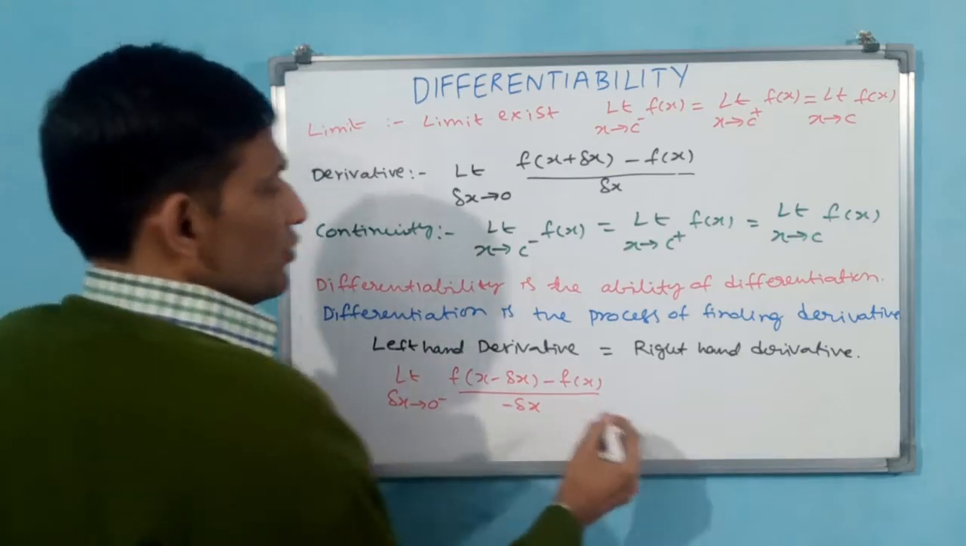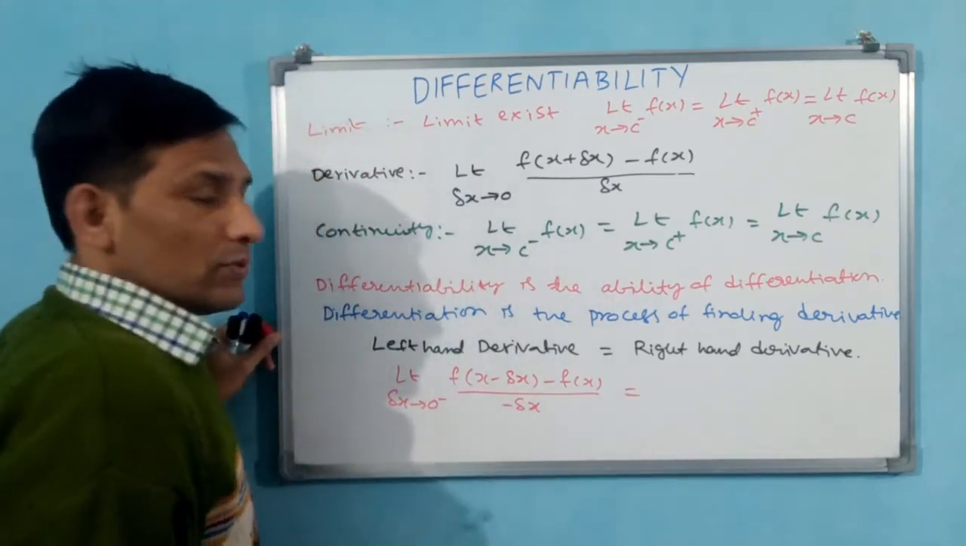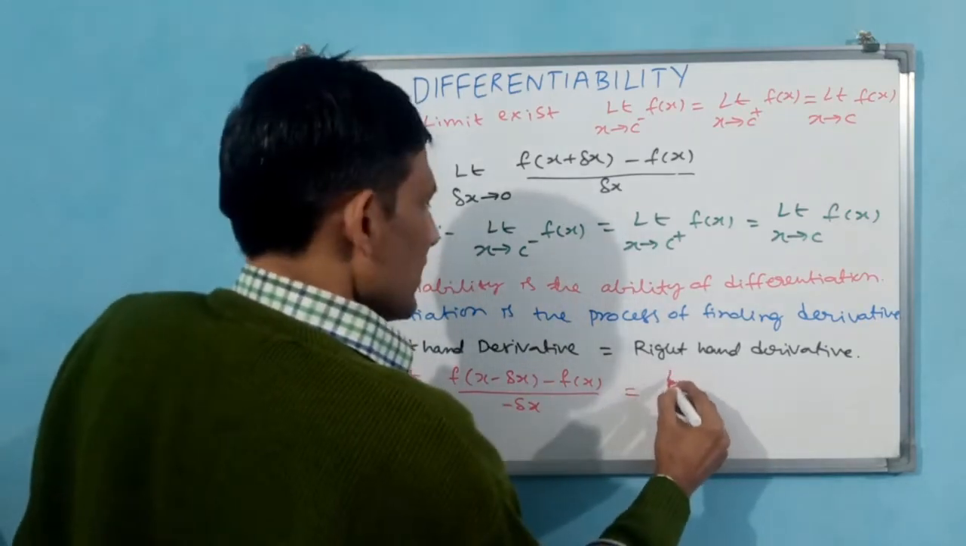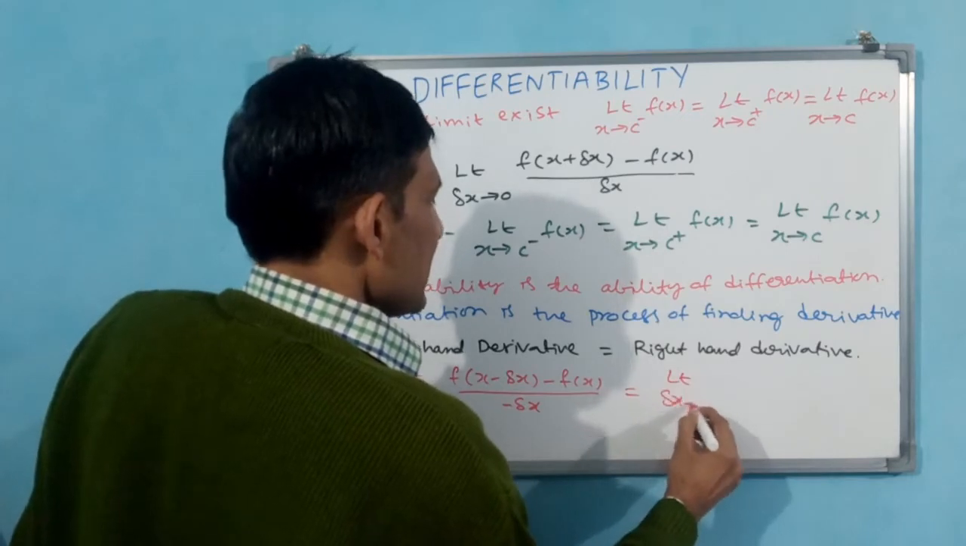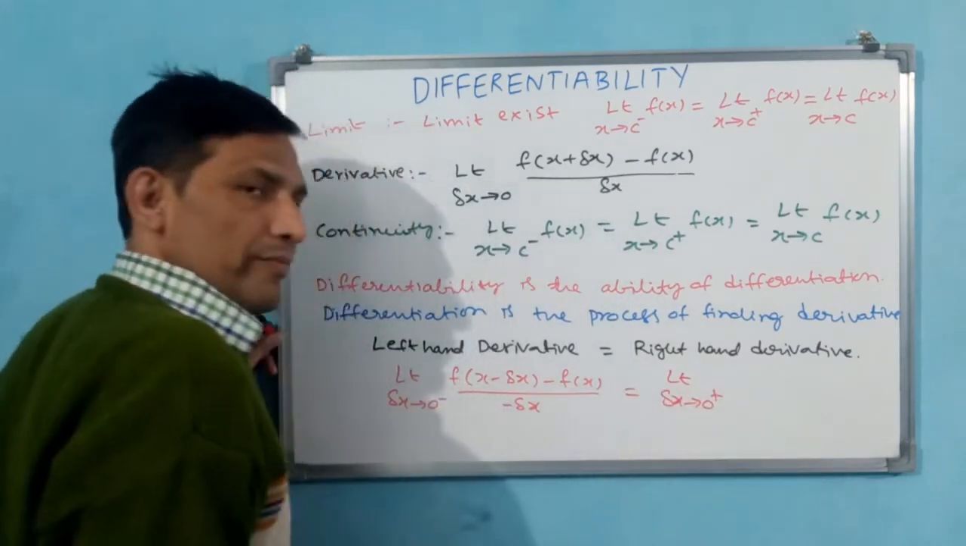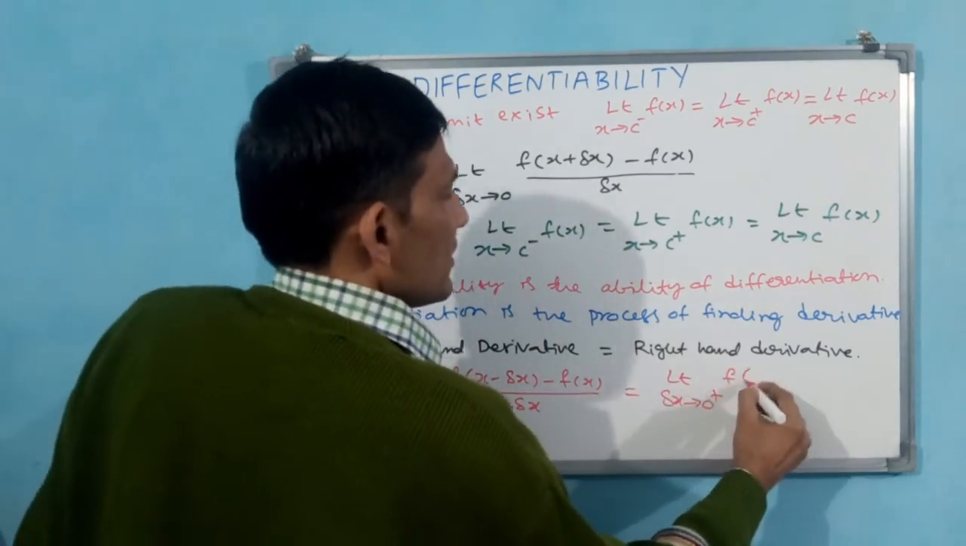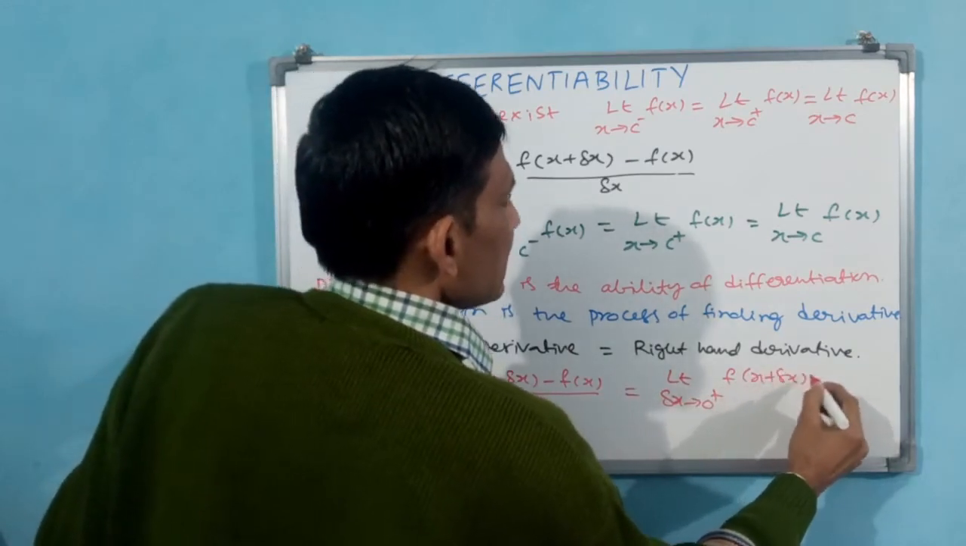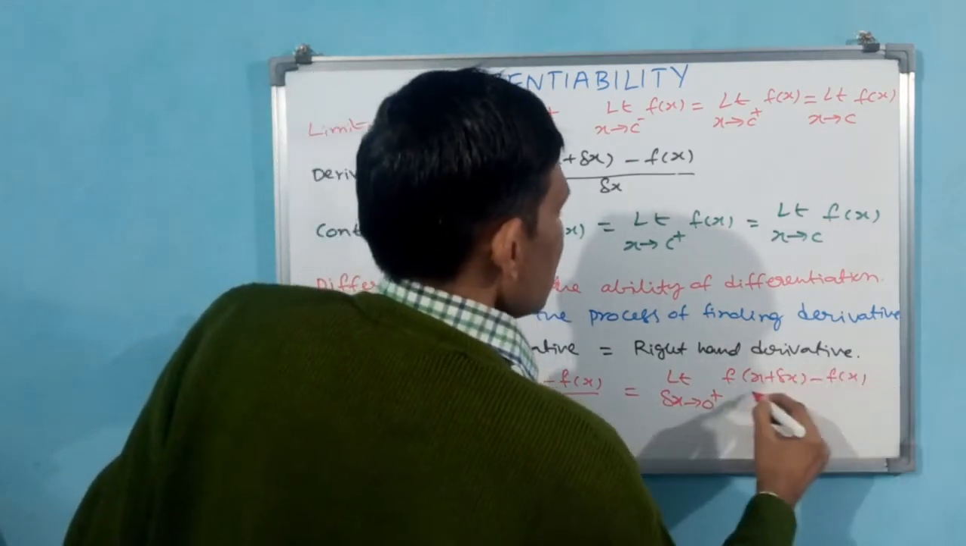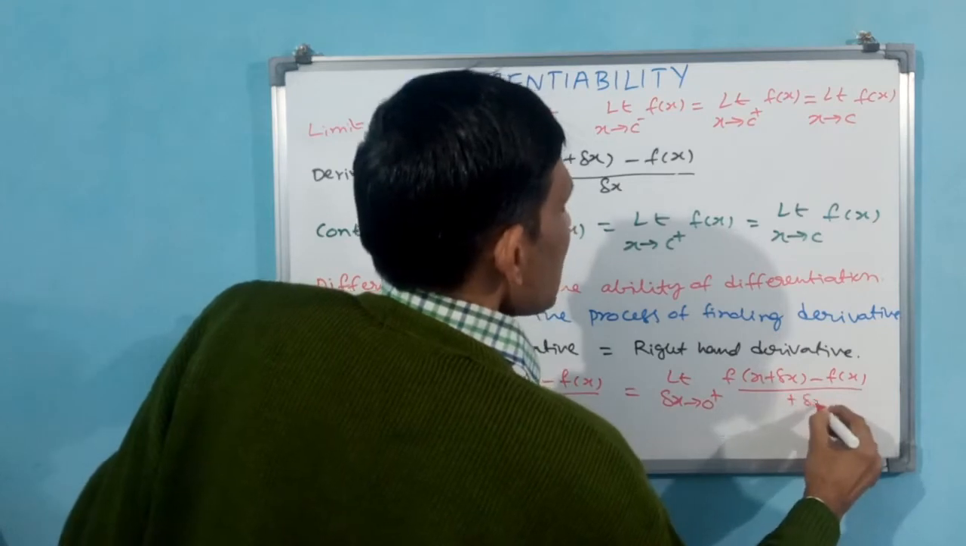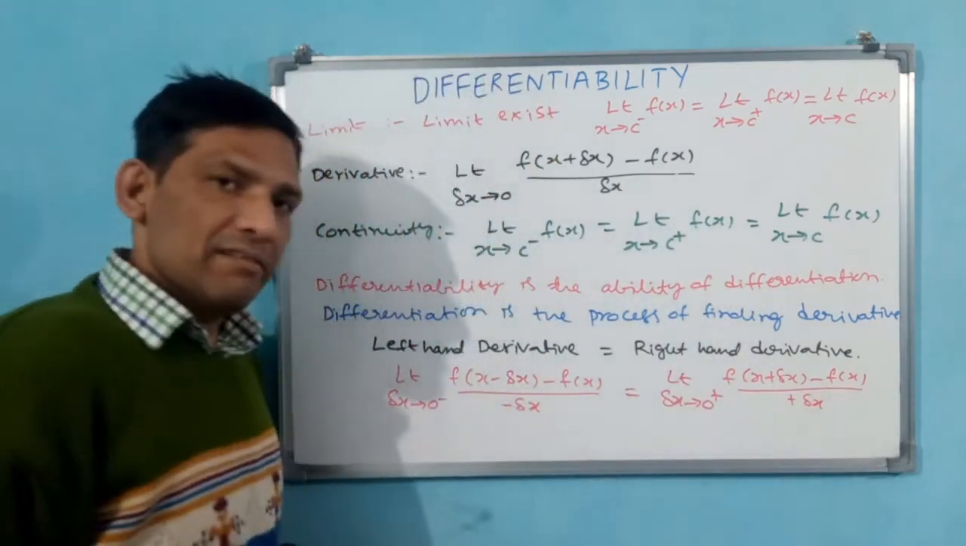Okay, this should be equal to what? Right hand derivative you write: limit delta x tends to 0 plus, f of x plus delta x minus f of x, whole divided by plus delta x. This is right hand derivative.